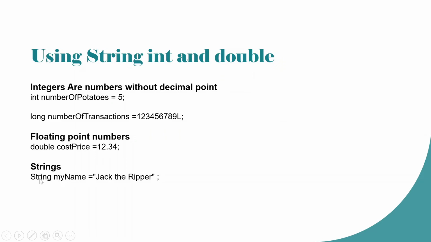And then when we want to type text, we create a variable like my name, and this is where we use strings. So I create a variable my name and I give it the value Jack the Ripper. So when we say this variable equals a value, what we are doing is we are assigning this value to the variable. This is how we assign values to variables, by making them equal a value.